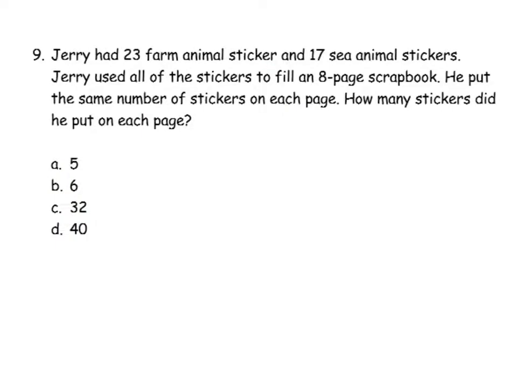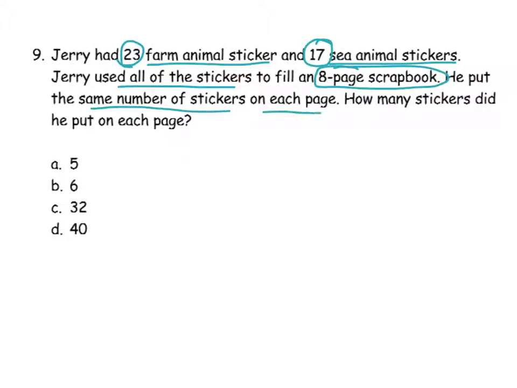Let's take a look at number 9. It says that Jerry had 23 farm animal stickers and 17 sea animal stickers. He used all of the stickers to fill an 8-page scrapbook. He put the same number of stickers on each page. How many stickers did he put on each page?